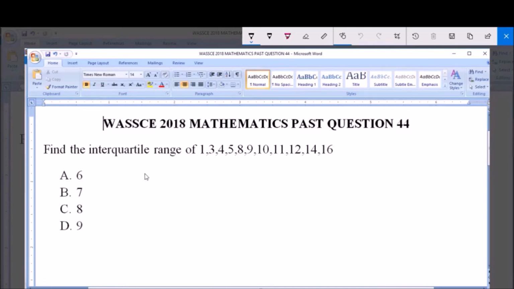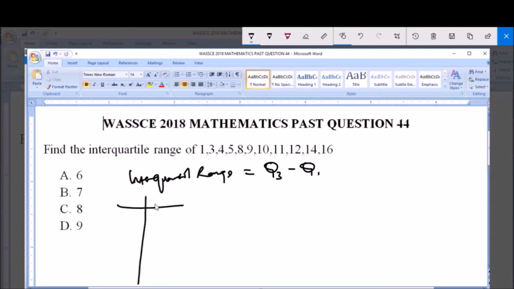Now interquartile range is equal to the third quartile minus the first quartile. Now if you look at this set of numbers given to us, they are in ungrouped form. But for us to find this interquartile range, let's arrange them in a simple form so we can get the cumulative frequency, since we know that each of them has a frequency of 1 in this set of data.